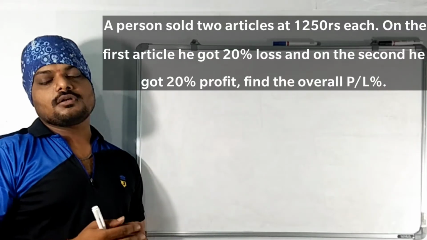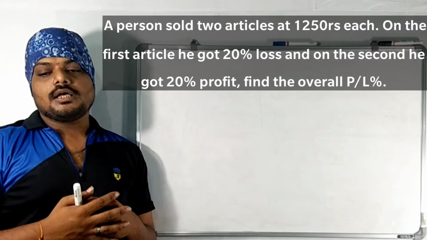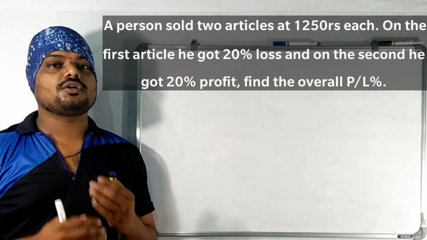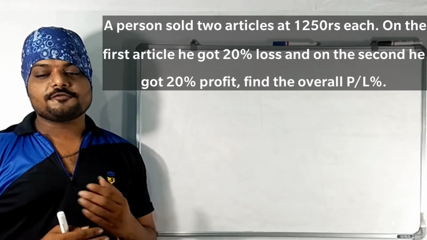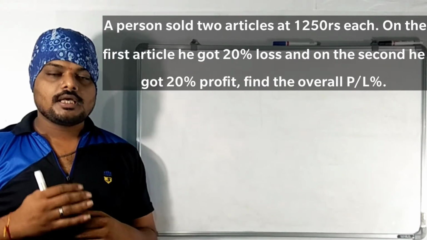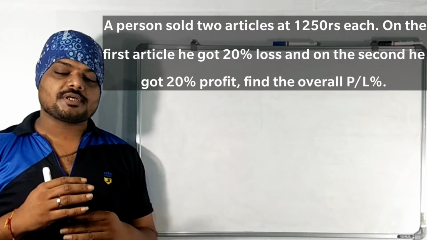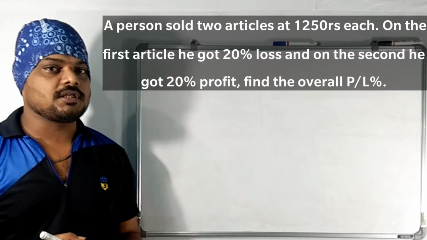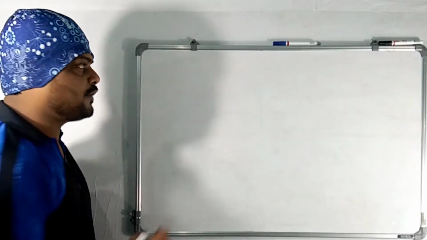Here is our third question, today's third question. I am reading it. A person sold 2 articles at 1250 rupees each. On the first he got 20% loss, and on the second article he got 20% profit. Find the overall profit or loss percentage. Actually this question is a homework for you.